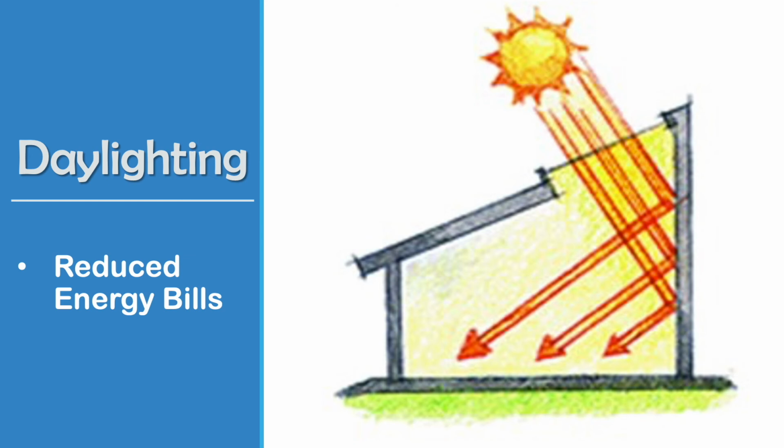An advantage of daylighting, as I mentioned, is reduced energy bills. Electric lighting in buildings consumes more than 15% of all electricity generated in the United States, according to the U.S. Department of Energy and the U.S. Energy Information Association. Spaces that are outfitted with daylight sensing controls can reduce the energy used for electric lighting by 20 to 60%.